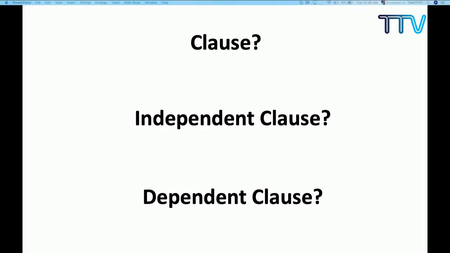Okay, independent. I am Tibetan. I am eating. I am going. So these are all independent clauses. It makes complete sense.